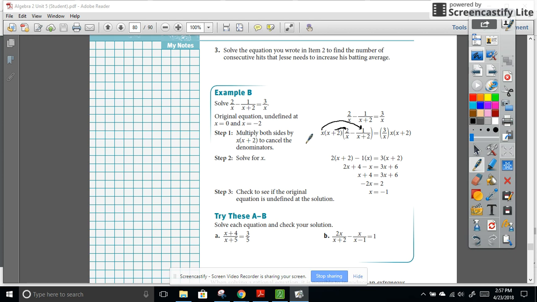It really should be this: x times x plus 2 times 2 over x minus x times x plus 2 times 1 over x plus 2 equals 3 over x times x plus 2. So that right there had to be multiplied by both of them. So this x would cancel out with that. This would cancel out with that. And so we still have this 2 to distribute and this -1 to distribute. Okay, so that's where they got all this.